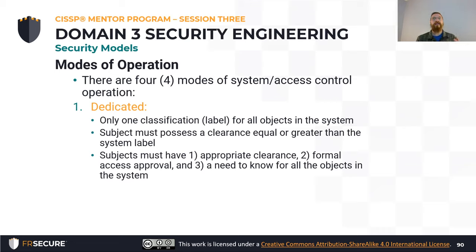Then we're going to add on top of that: you have to have the appropriate clearance, right? So secret, top secret, whatever it may be. We have to have an access approval and a need to know for all objects in the system. So in order to even have access to the system to begin with, am I even at the right clearance? Yes, great. Now I need to go get a formal approval.